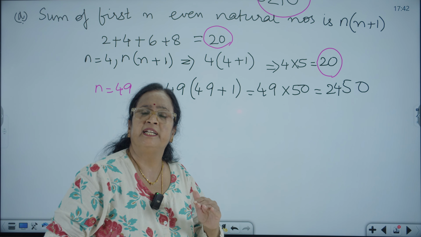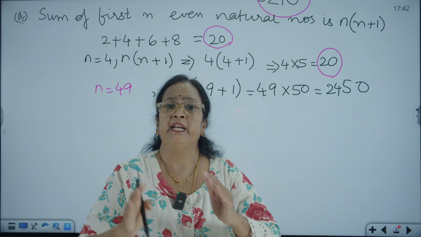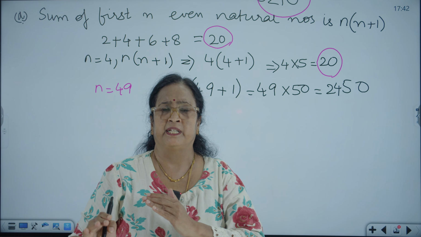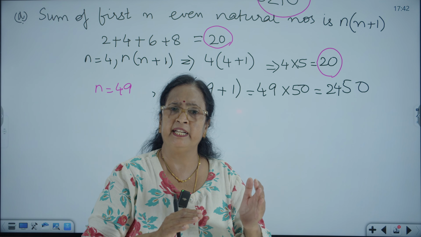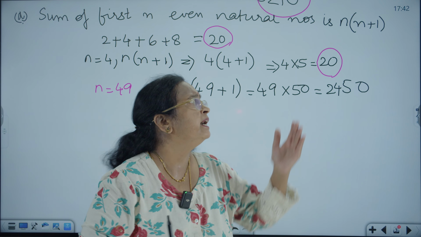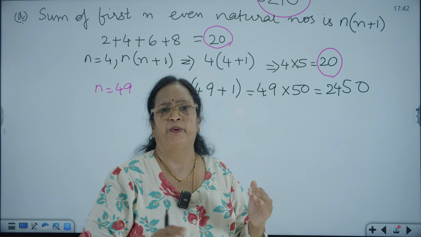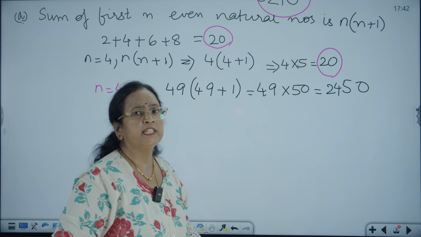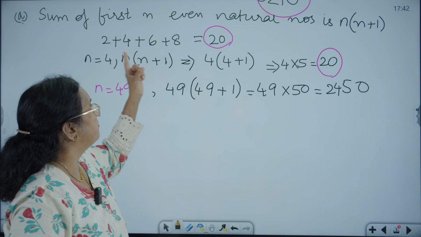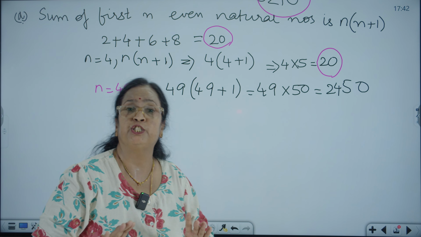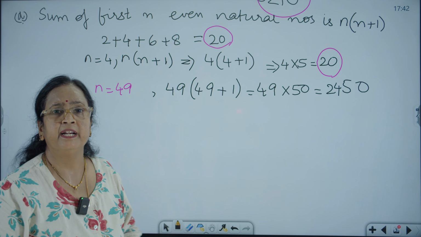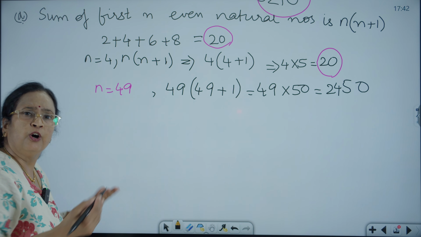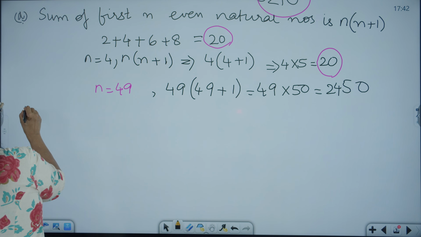So, what is the difference between sum of first n natural numbers and sum of first n even natural numbers? In natural numbers, we have n into n plus 1 by 2. Here, only by 2 will not be there. So, this is the formula which is used for sum of first n even natural numbers. Now, even we have done. The next topic will be odd.